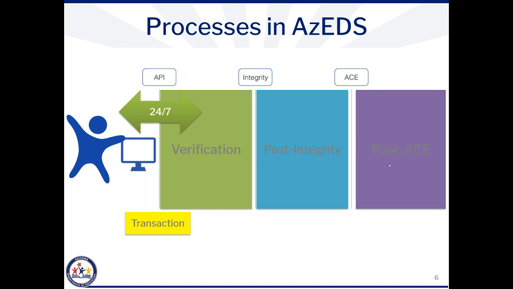So for the AZEDS process, you may already know that it runs every single night. Integrity runs every single night. Your system sends information or student data through the API, and that is open 24/7 unless there's scheduled maintenance. Integrity runs every single night at 5 or 6 p.m. and then shortly after that, ACE runs.